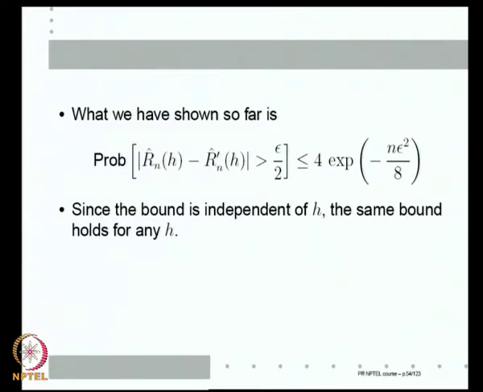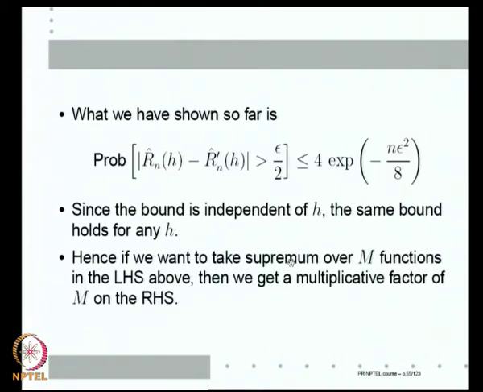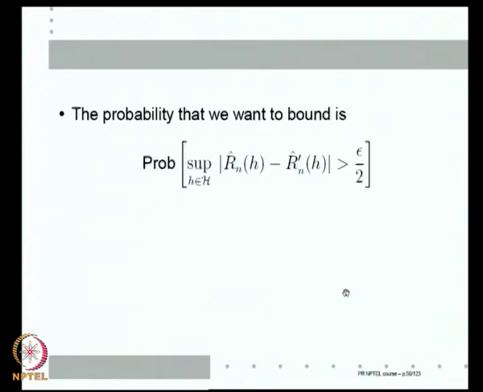Right. Now, this is for a specific h, right. For any given h, this is true, but the bound is independent of h; the right hand side does not depend on h. Because it does not depend on h, the same bound holds for any h, no matter what h I want, I can use the same bound. So, if I change the h on the left hand side, I do not have to change the bound here, which means, like in our finite case, if we take the supremum on the left hand side probability over m functions, then we get a multiplicative factor of m here, right, that is what we did earlier. So, essentially if I am taking the supremum over some m different functions h here, then this simply becomes 4m exponential minus n epsilon squared by 8. Okay.